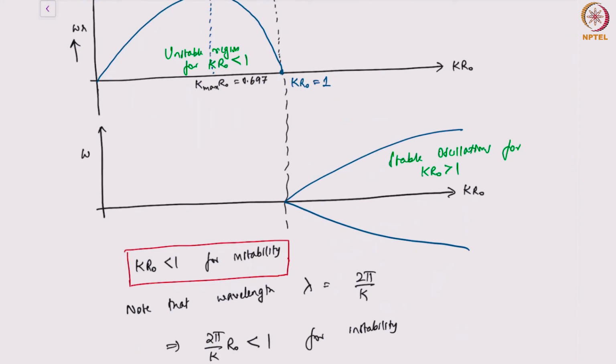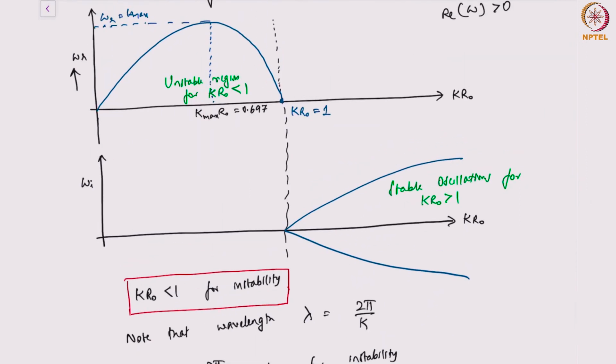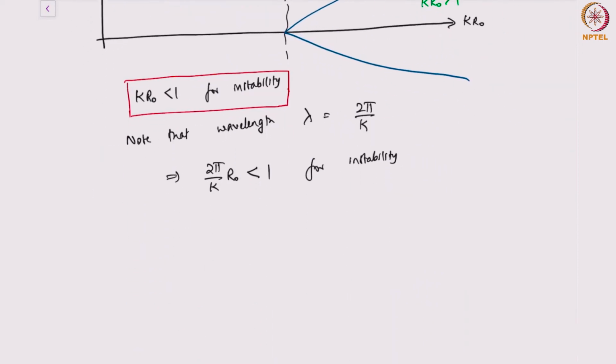We're plotting omega r and omega I, the real and imaginary parts of omega. So we are interested in regions where omega r is greater than 0, right? And it's real, and the real part is greater than 0. That happens for k r naught less than 1. If I write it in terms of wavelength, we have 2 pi by lambda, where lambda is the wavelength, and therefore lambda should be greater than 2 pi r naught for instability.